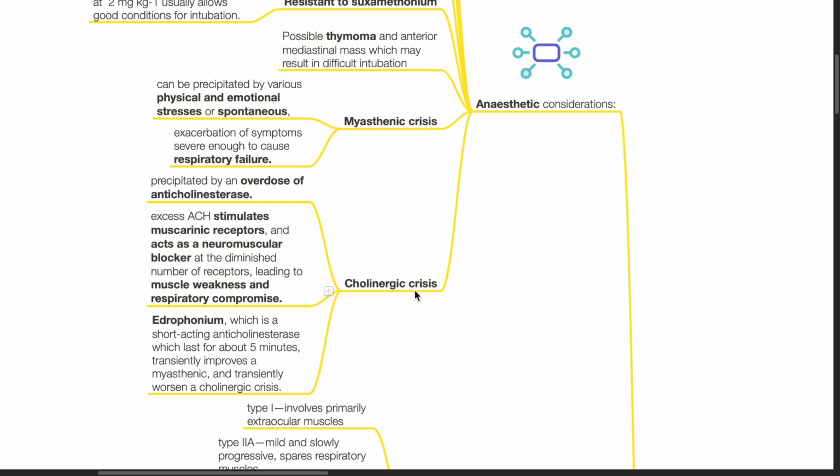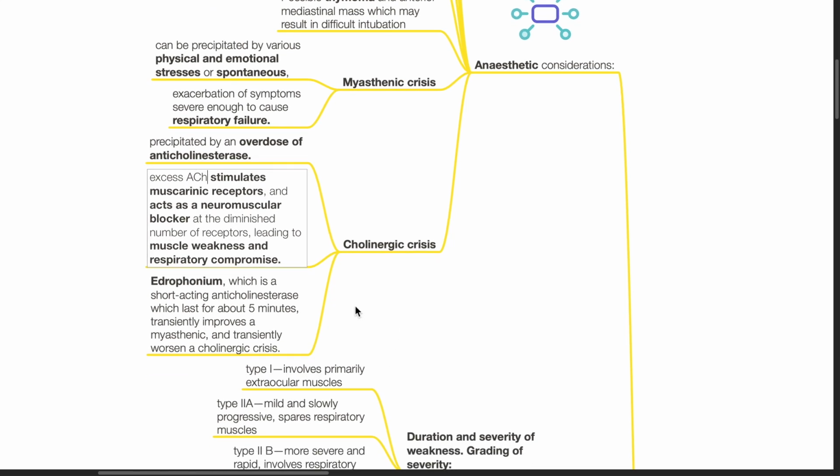Cholinergic crisis is precipitated by an overdose of anticholinesterase. Excess ACh stimulates muscarinic receptors and acts as a neuromuscular blocker at the diminished number of receptors, leading to muscle weakness and respiratory compromise. Edrophonium, which is a short-acting anticholinesterase lasting about 5 minutes, transiently improves a myasthenic crisis and worsens a cholinergic crisis.